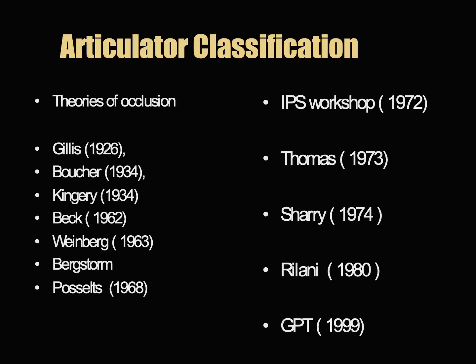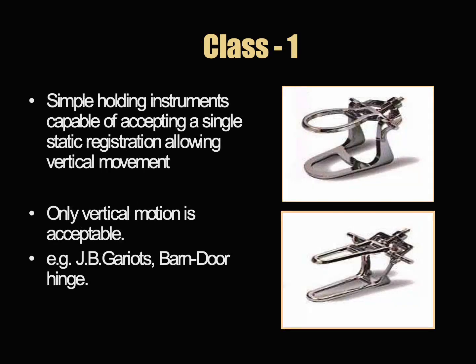Moving on to classification of articulators. Articulators are classified based on the theories of occlusion, and the various classifications were given by Gillies, Boucher, Kingray, Beck, Weinberg, Werstom and Posselt. The most commonly used classification was given by the International Workshop at University of Michigan by the American College of Prosthodontists in the year 1972.